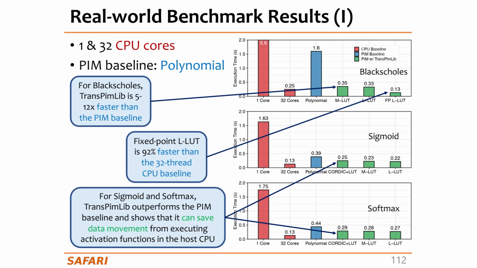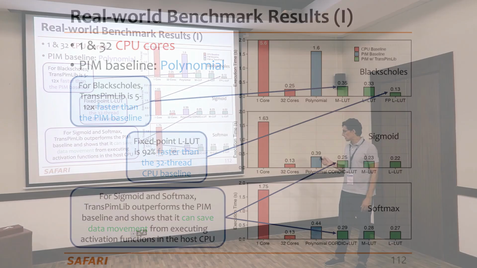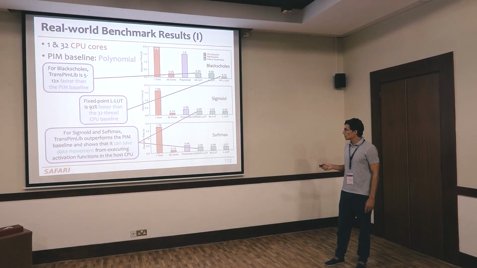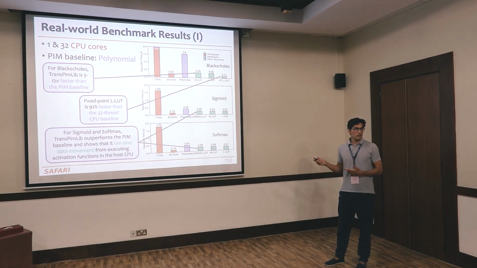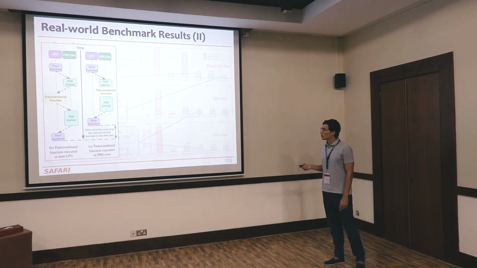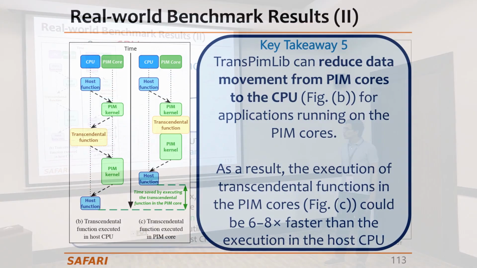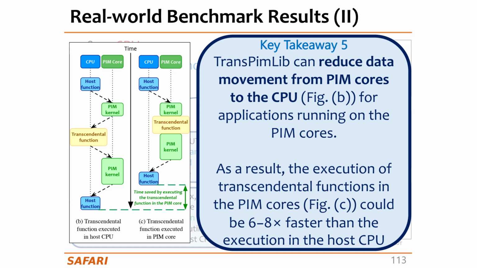And we also have results for sigmoid and for softmax that are widely used activation functions in machine learning. We are not really outperforming the execution on 32 CPU cores, but we are pretty close, and in the end, the benefit is not coming from the direct comparison, but coming from the ability to save data movement, which is one of the key motivations or the main motivation of processing-in-memory systems.